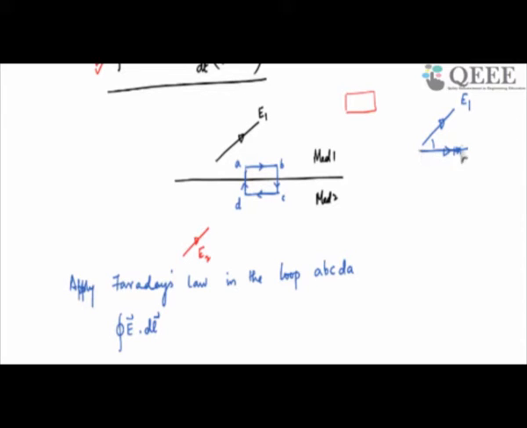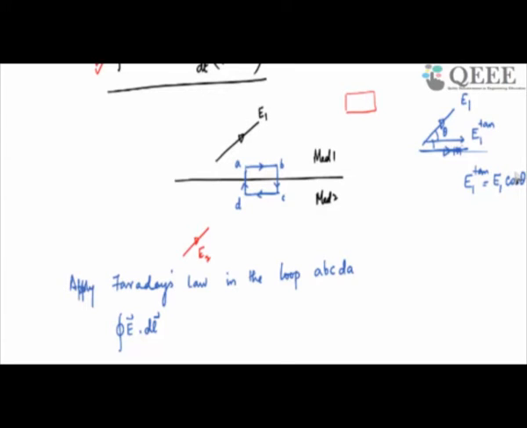Now, the component of electric field along the loop would mean the component of electric field along the surface. I have the electric field this way, and I am trying to find the electric field component along the surface. Let me call that the tangential component of electric field, tangential to the surface, parallel to the surface. So, this I call E1 tangential. If this angle is theta, E1 tangential is nothing but E1 cos theta.